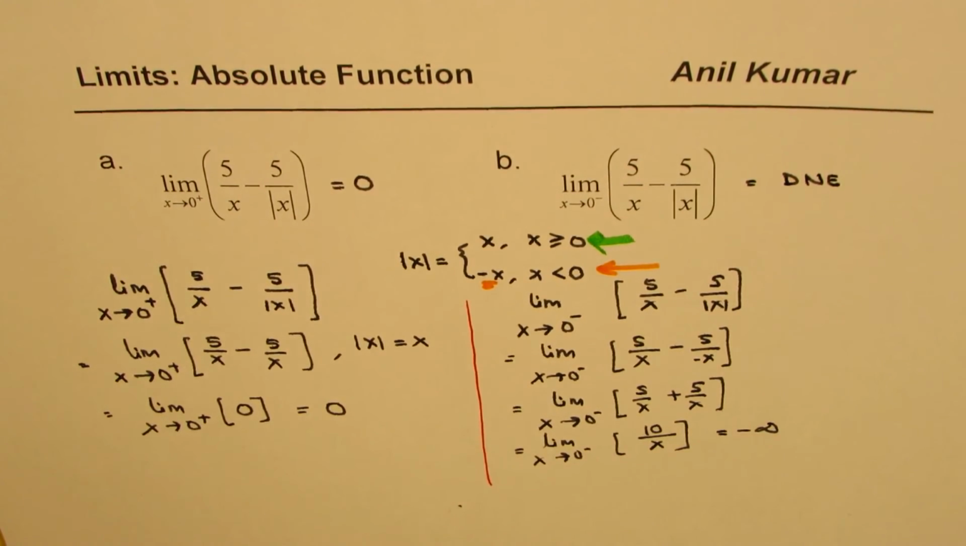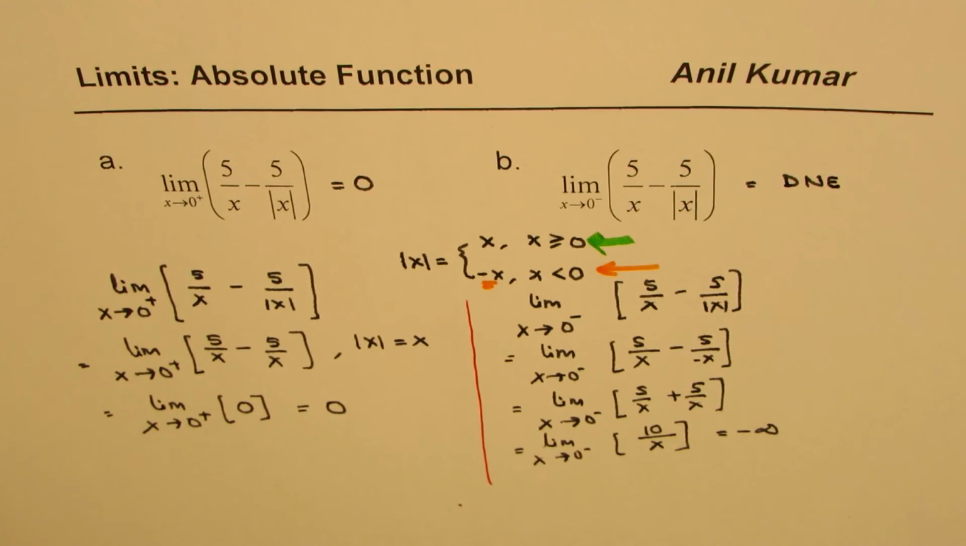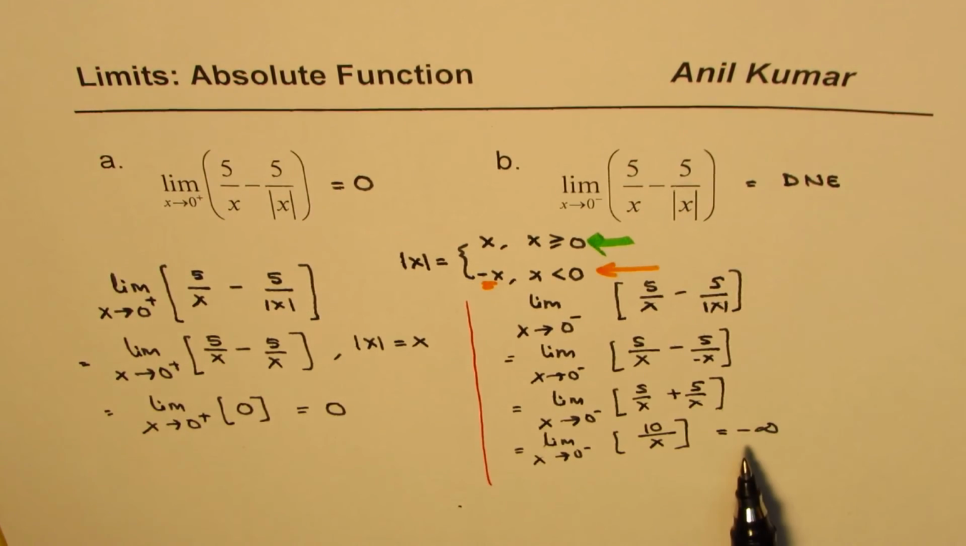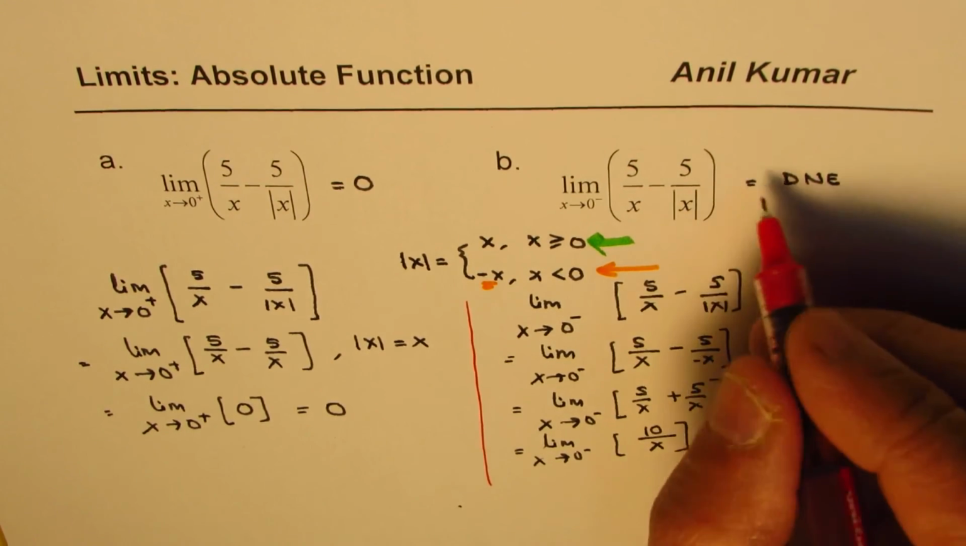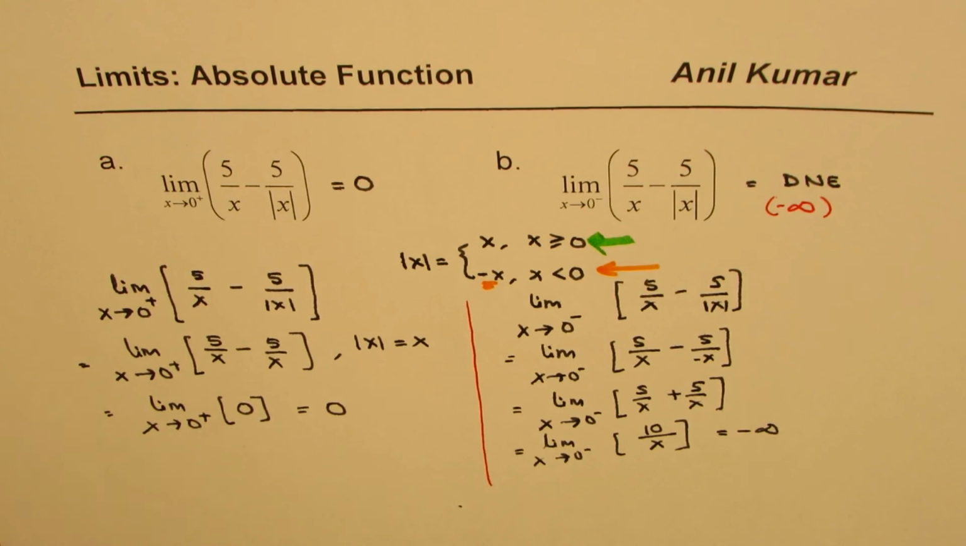Do you see how important it is? When you're approaching from either side for this particular function, you find that approaching from the right, it approaches 0, and from the left, it actually approaches negative infinity. So we wrote does not exist, which is just moving towards negative infinity, right? So that is how we could actually find the limit of these functions.